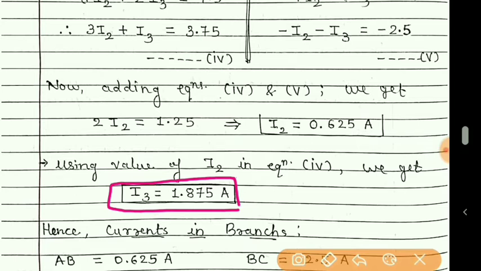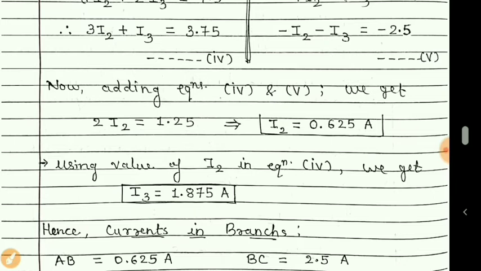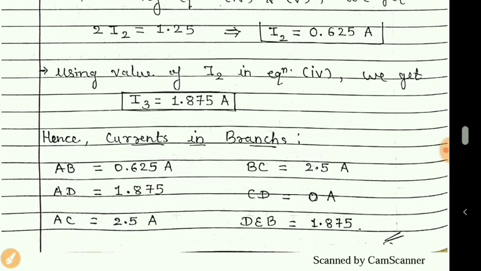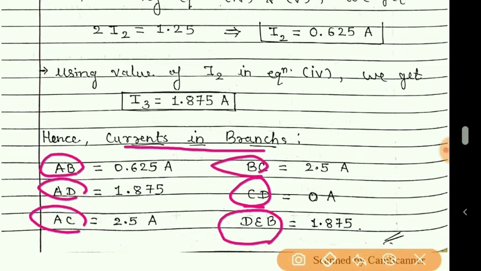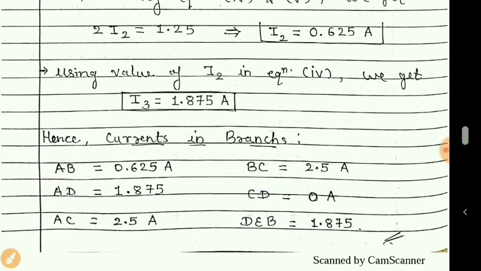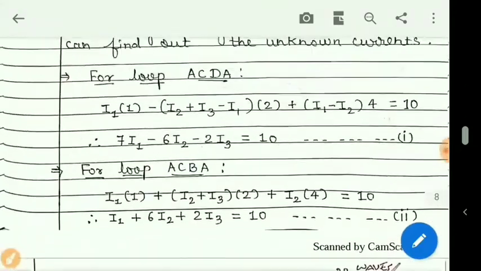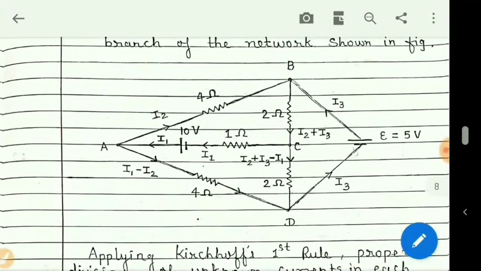So simple mathematics is there now. You have to do it on your own. I hope you will be able to do this, and after obtaining all these currents, you can easily get the currents in each branch, that is branch AB, BC, AD, CD, AC and BEB. Now that will not be difficult because all the values, that is I1, I2 and I3, are obtained.